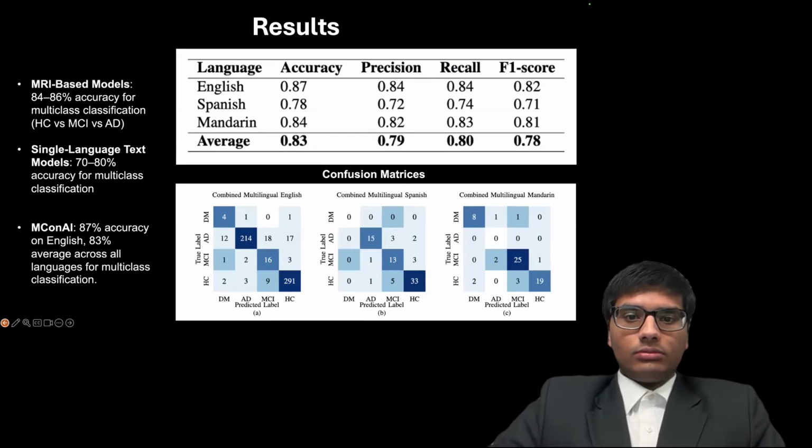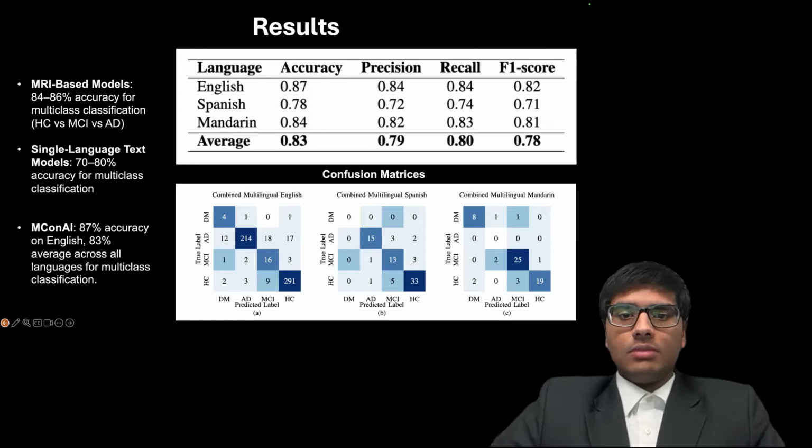Results. MRI-based models achieved 84 to 86% accuracy for multi-class classification. Single language text models resulted in 70 to 80% accuracy for multi-class classification. Compared to existing models, MCon AI achieved 87% accuracy on English and 83% average across all languages, outperforming single language text models and matching MRI-based models in English while remaining competitive across multiple languages.